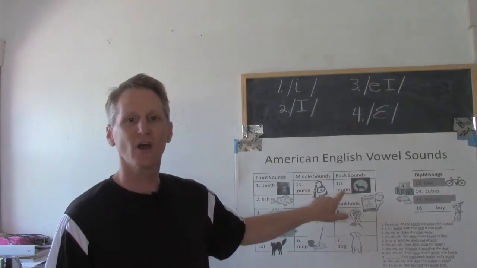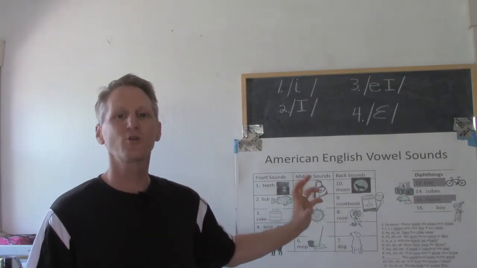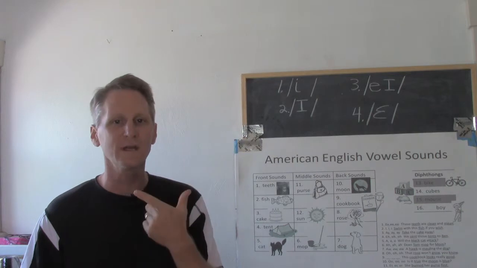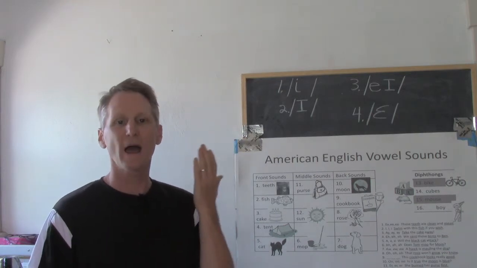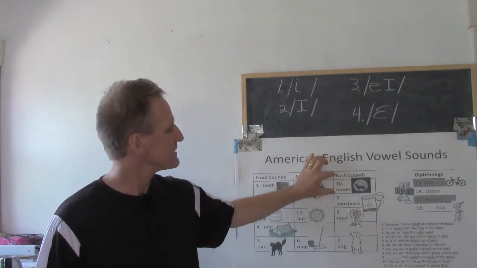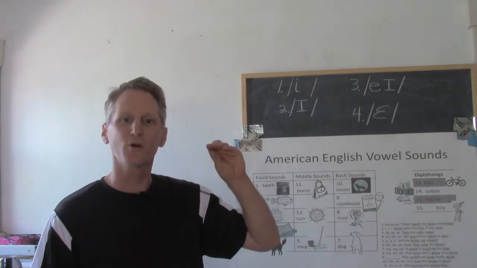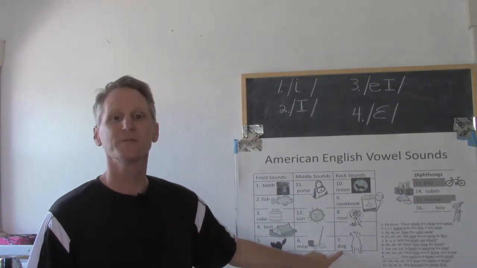On this side of the chart, we have sounds that are created with the mouth more rounded and also the tongue further back in the mouth. The top of the chart is the mouth more closed. The bottom of the chart is the mouth more open.